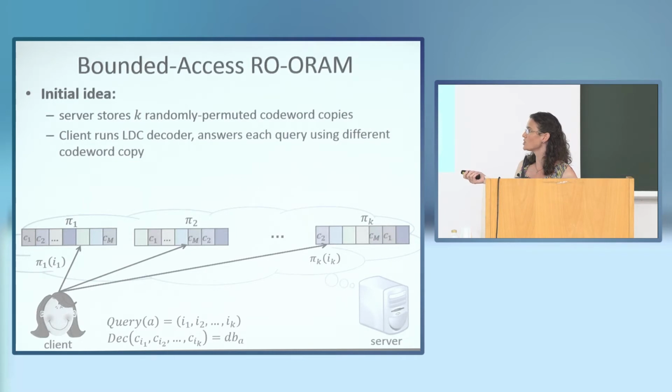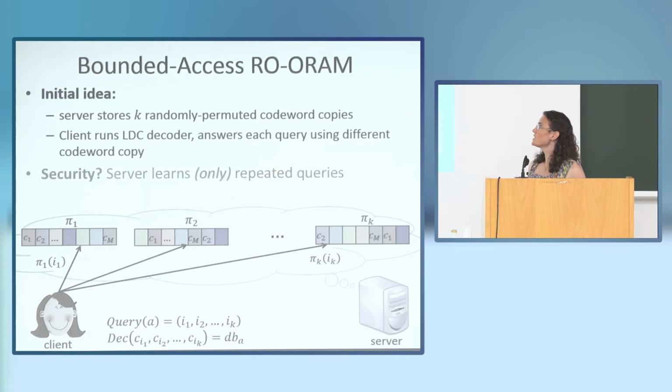So the first permutation to the first copy using the first permutation. So this gives us correctness. You can always recover. What about security? So what does the server learn? Basically, the server learns when you're making repeated queries to a specific copy.